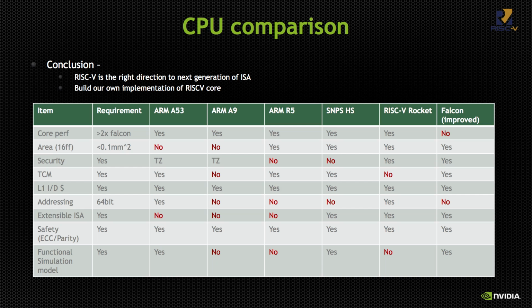And for the ISA, it's strongly preferred to be extensible because we perhaps need to optimize the ISA to be able to accelerate certain use cases. And it has to support safety with ECC or parity. And for software development, we need a functional simulation model that we prefer to be SystemC based. So we compare ARM and Synopsys HS, and we select the RISC-V Rocket Chip to compare. And we build a simulation model for the next generation of Falcon and see how much effort we need to pay in order to improve the Falcon ISA or architecture to meet the requirements.